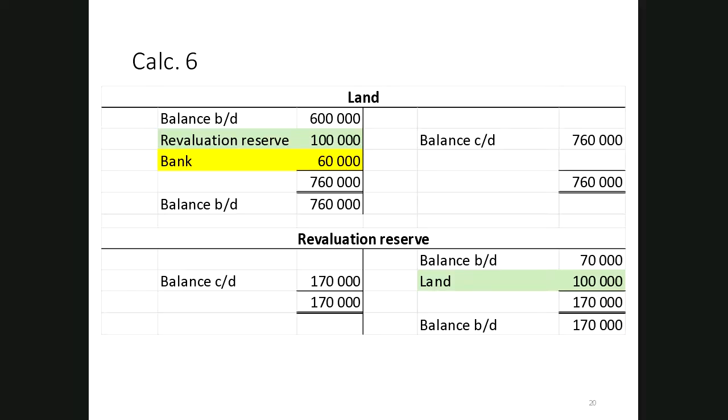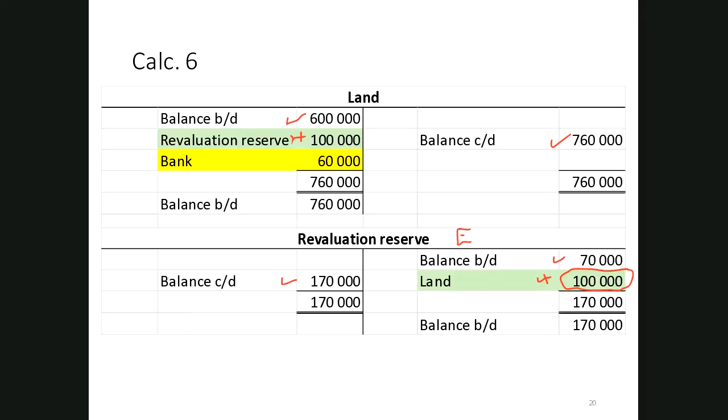So the land account had an opening balance of 600,000 and a closing balance of 760. The revaluation reserve, remember this is equity, and we had an opening balance of 70,000 and a closing balance of 170,000. That means we increased the revaluation reserve by 100,000 for the year, and this journal entry is we would have debited land, credited revaluation reserve. So here there would have been a debit of 100,000 to land.